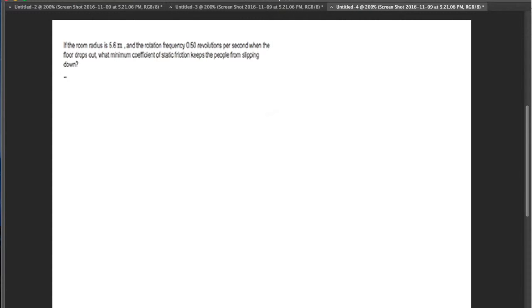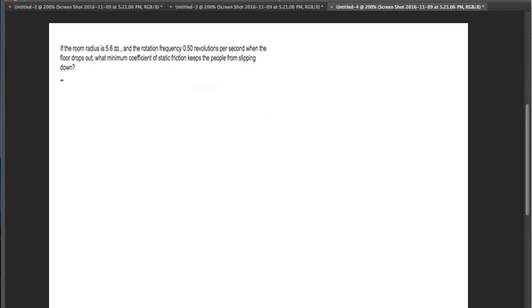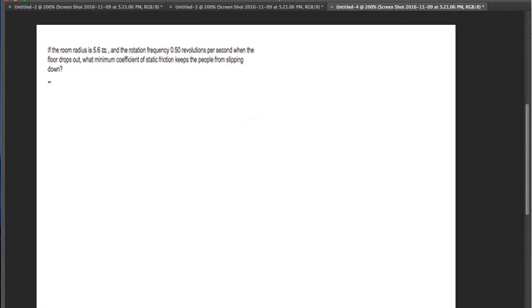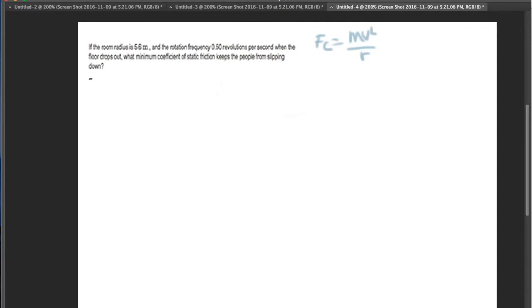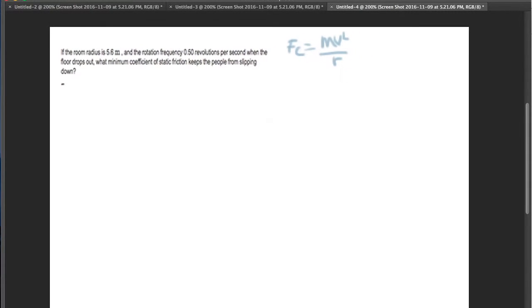So this problem is a circular motion problem, and we have to keep certain things in mind whenever we're addressing a circular motion problem. First we need to know that Fc, the fictitious centripetal force, is equal to mv squared over r. And Fc in circular motion cases can equal a variety of things, such as F of N. In our case, it's going to be F of N.